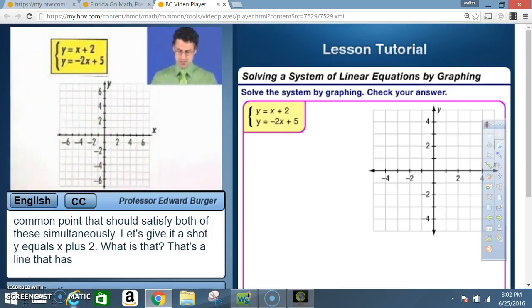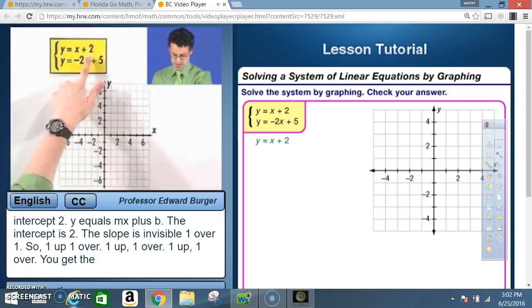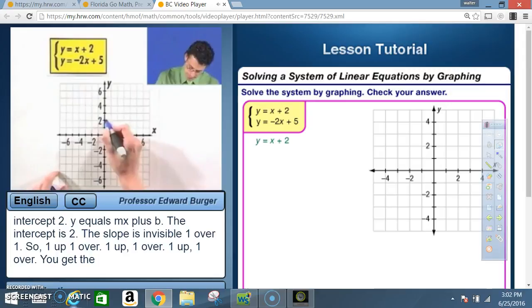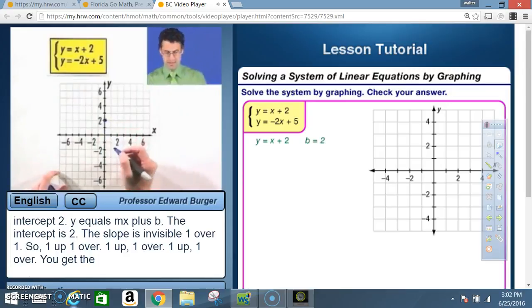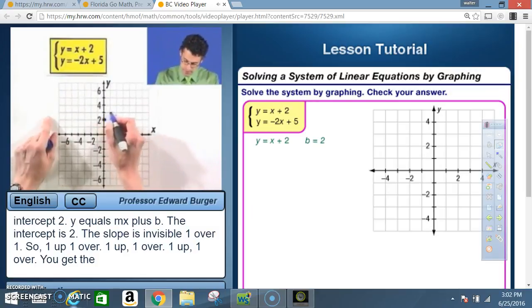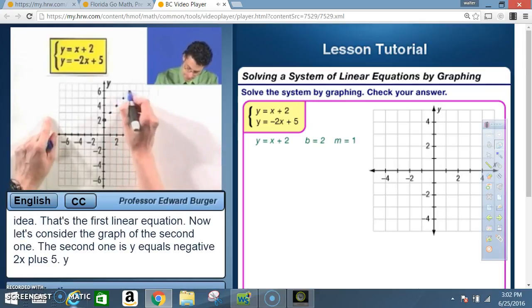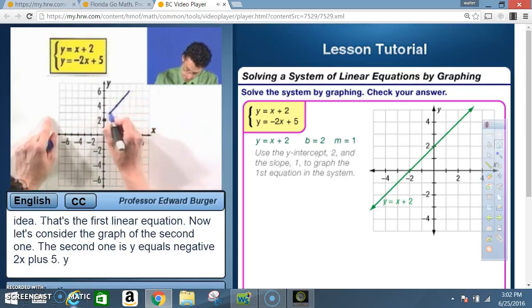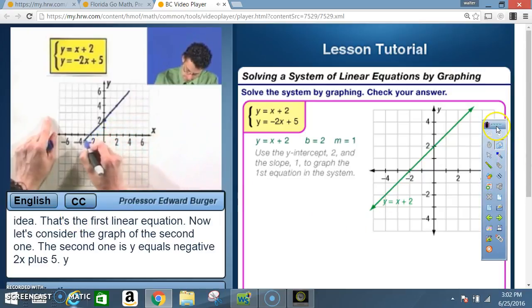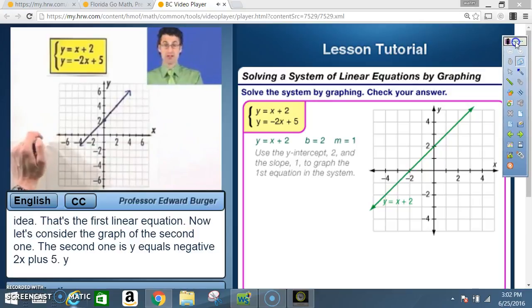y equals x plus 2. What is that? That's a line that has intercept 2. y equals mx plus b, so the intercept is 2. And the slope is, well, an invisible 1 over 1. So 1 up, 1 over. 1 up, 1 over. You get the idea. And so on. Okay? So that's the first linear equation.